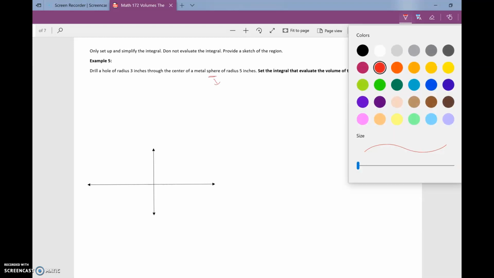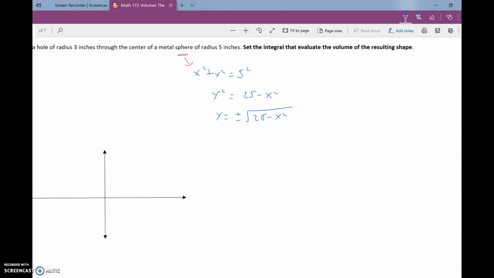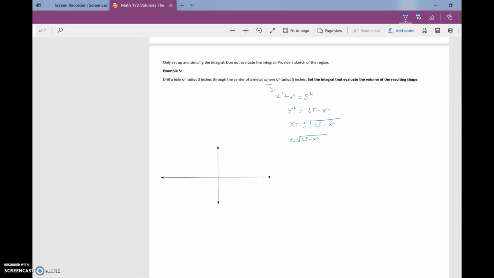The equation of a sphere is x squared plus y squared equal to, in this case, 5 to the second. So y squared is equal to 25 minus x squared, or y is equal to plus or minus the square root of 25 minus x squared. Since we're talking about a sphere, it's only going to be the positive one. So y is equal to the square root of 25 minus x squared.